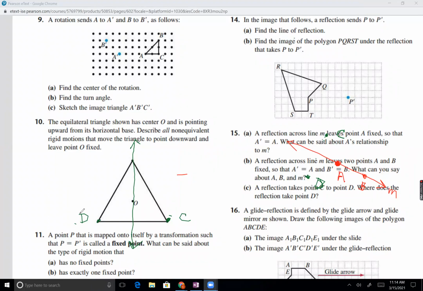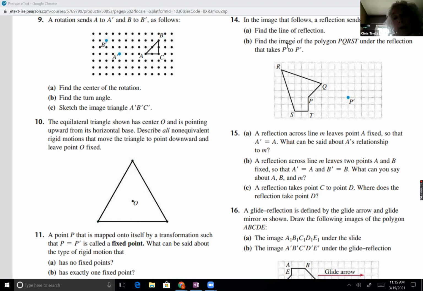Better? Yeah, thank you. Okay, great. Any other questions on any of this transformational geometry assignment?